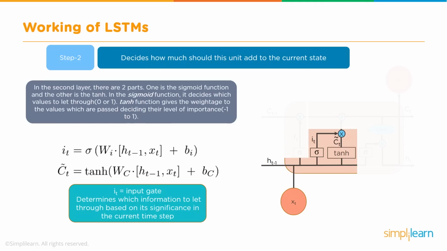And you can see the two formulas that come up. i of t equals the sigmoid of the weight of i, h at t minus 1, x at t, plus the bias of i. And c of t equals the tanh of the weight of c, h at t minus 1, x at t, plus the bias of c. So our i of t, the input gate, determines which information to let through based on its significance in the current time step. If this seems a little complicated, don't worry, because a lot of the programming is already done when we get to the case study.